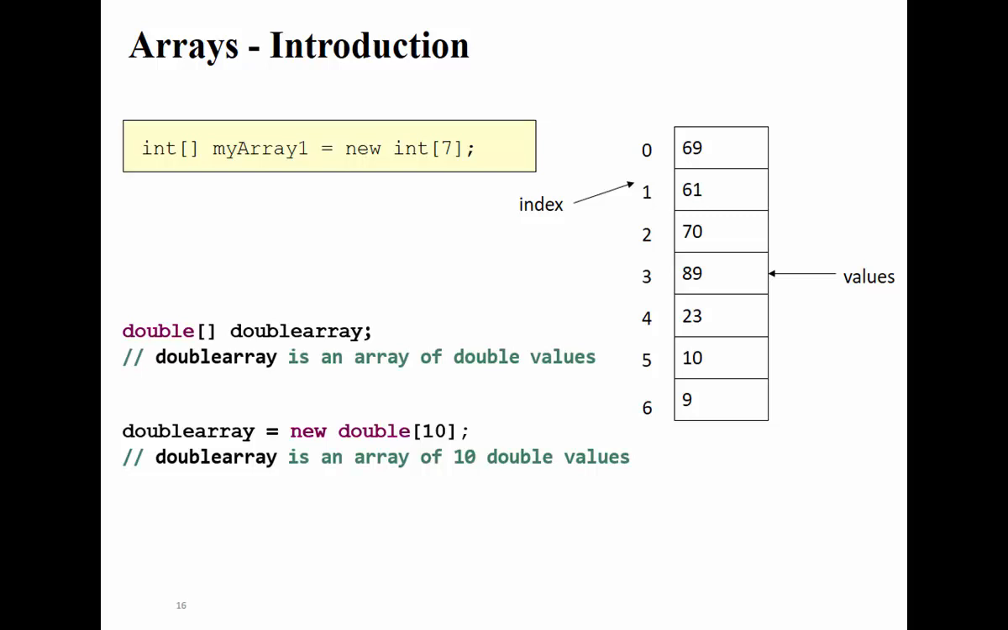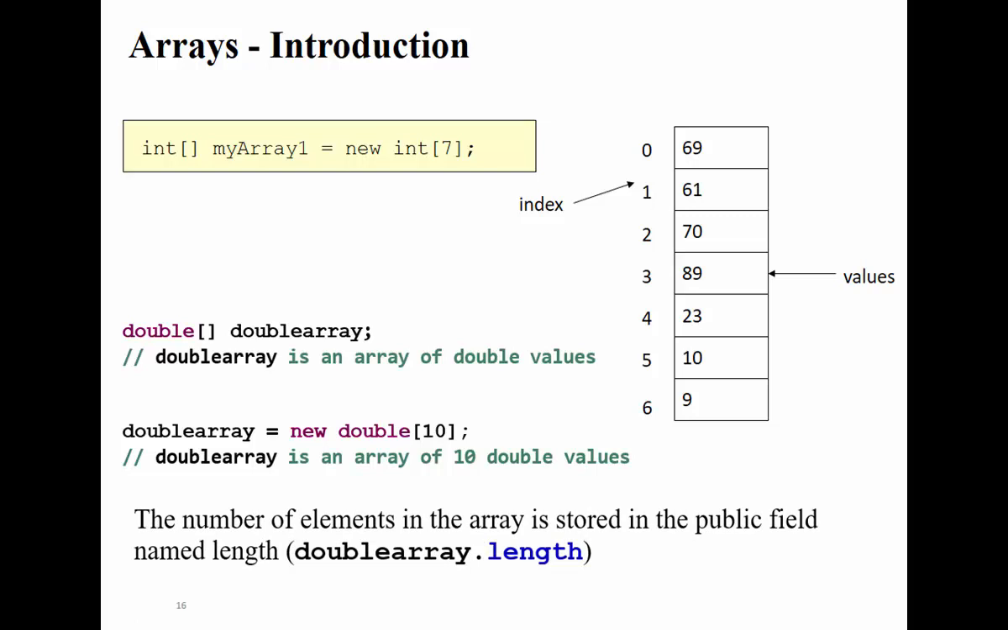Once I say double array is equal to new double 10, that means now this double array will point to an array of type double inside the memory, where I reserve 10 spaces, and the size for each space is the double size. Okay? Now I can use double array with square bracket 0 to access the first element, up to 9 to access the last element. This is how the array is defined.